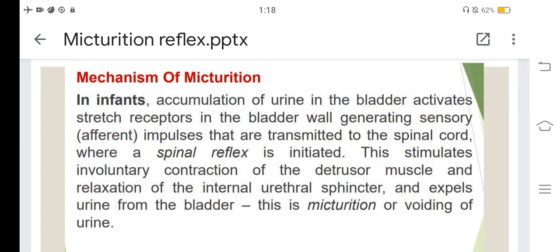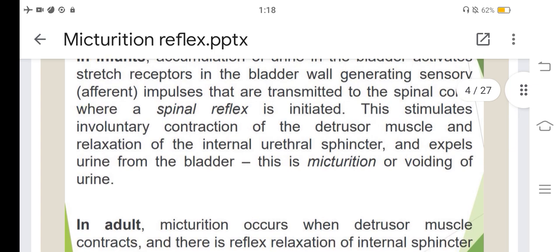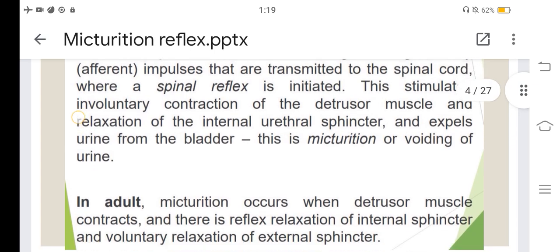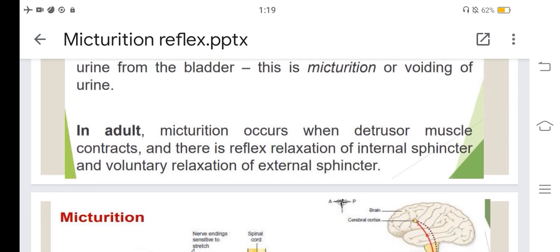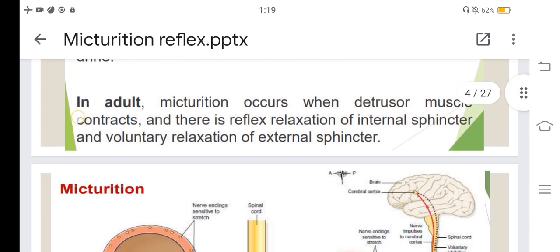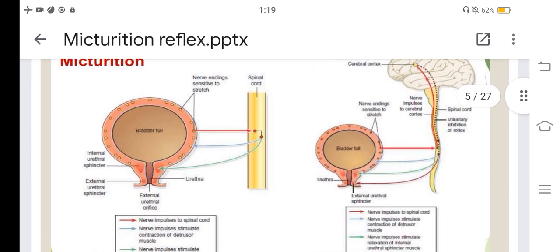In infants, accumulation of urine in the bladder activates stretch receptors in the bladder wall, generating sensory or afferent impulses that are transmitted to the spinal cord, where a spinal reflex is initiated. This stimulates involuntary contraction of the detrusor muscle and relaxation of the internal urethral sphincter, and that expels urine from the bladder. This is micturition or voiding of urine. In adults, micturition occurs when the detrusor muscle contracts and there is reflex relaxation of the internal sphincter and voluntary relaxation of the external sphincter.